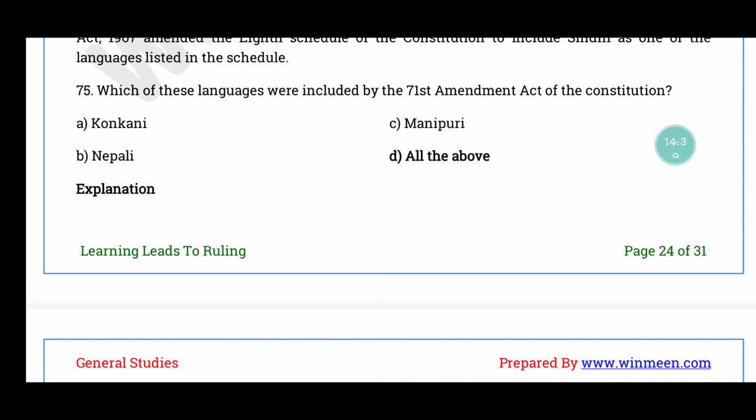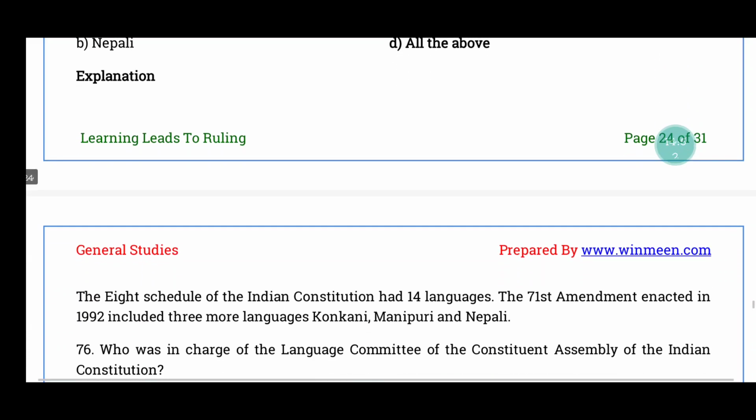Question number 75. Which of these languages were included by the 71st Amendment Act of the Constitution? The correct answer is option D, all the above, that is Konkani, Manipuri and Nepali.